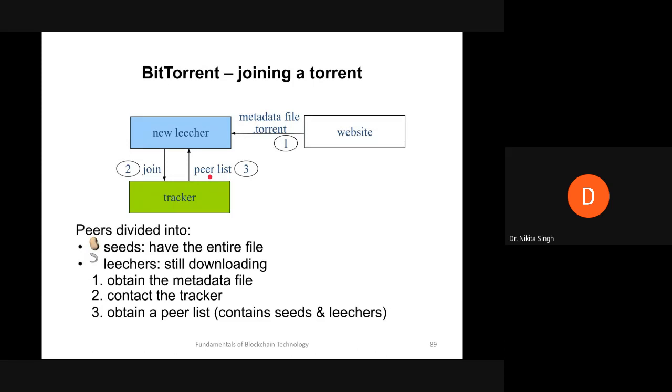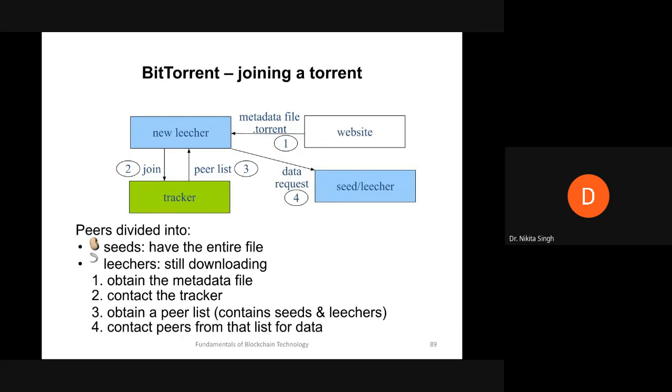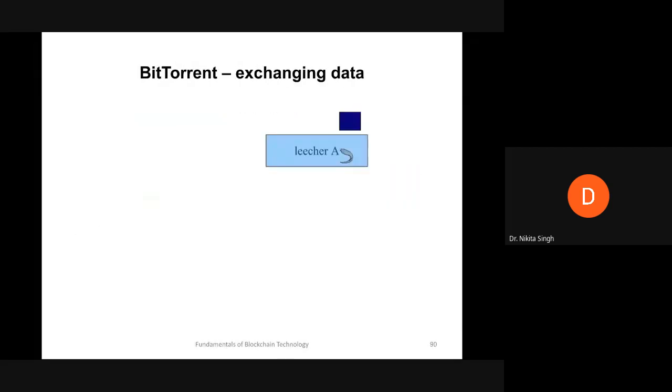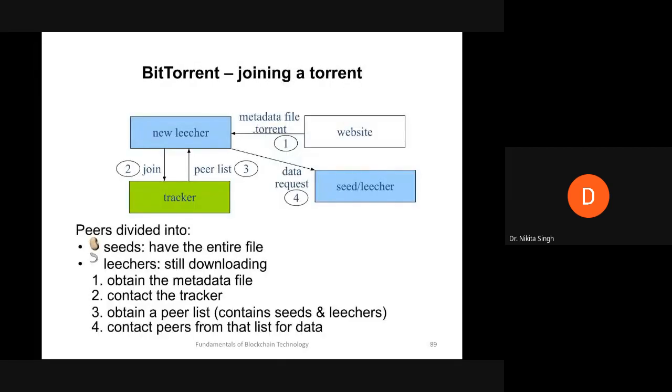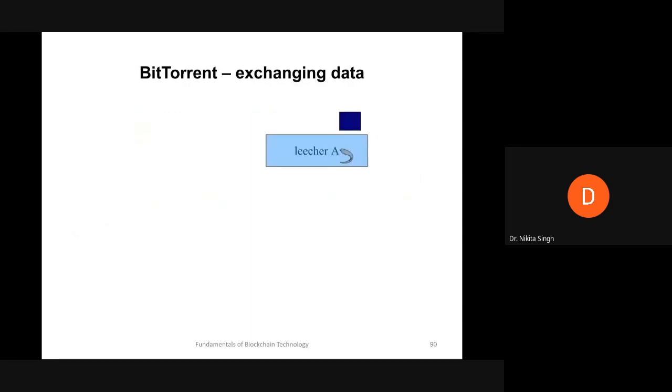We are contacting the tracker, and we are obtaining the peer list. Once we get the peer list, we'll know who the seeder is. So we can contact the peer from that list and directly request them for the pieces and the sub pieces. So this is how we join a torrent. Next, let us see how exchanging of data takes place.